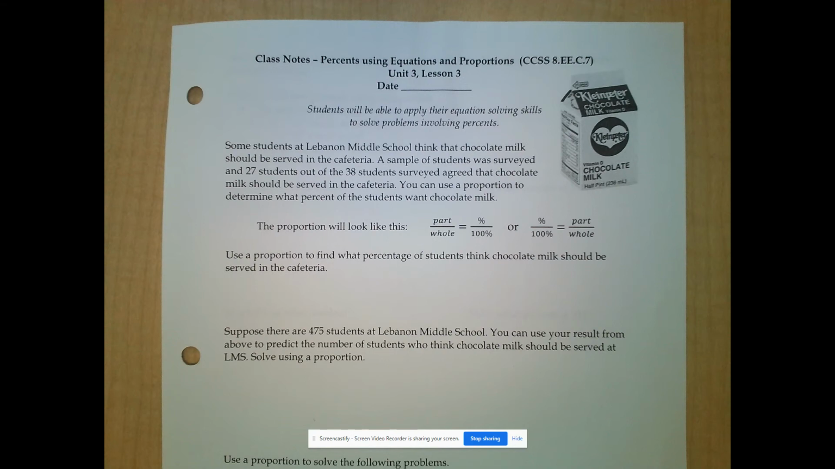MSM3. We are on Unit 3, Lesson 3, and we are hitting the ground running with percents using equations and proportions. And I love percents and I love proportions. So this is one of my favorites. First, we're going to look at milk.